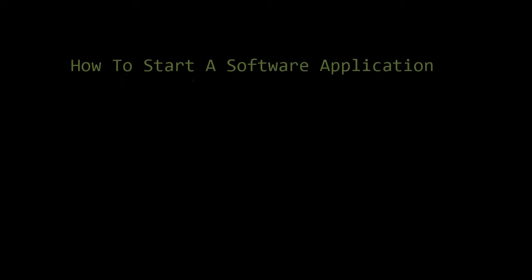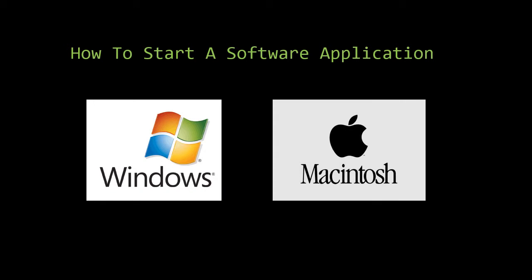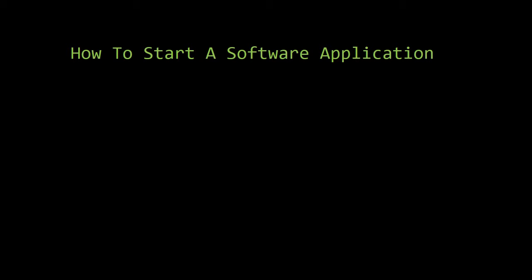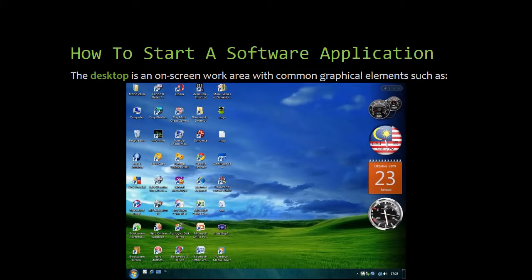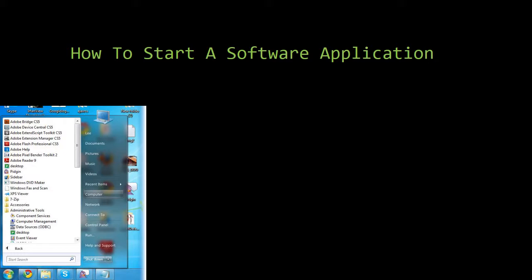How to start a software application. Both the Microsoft Windows and the Apple Macintosh operating systems use the concept of a desktop. The desktop is an on-screen work area with common graphical elements such as icons, buttons, menus, links, windows, and dialog boxes. A software application can be started by clicking its program name on a menu or list of commands.